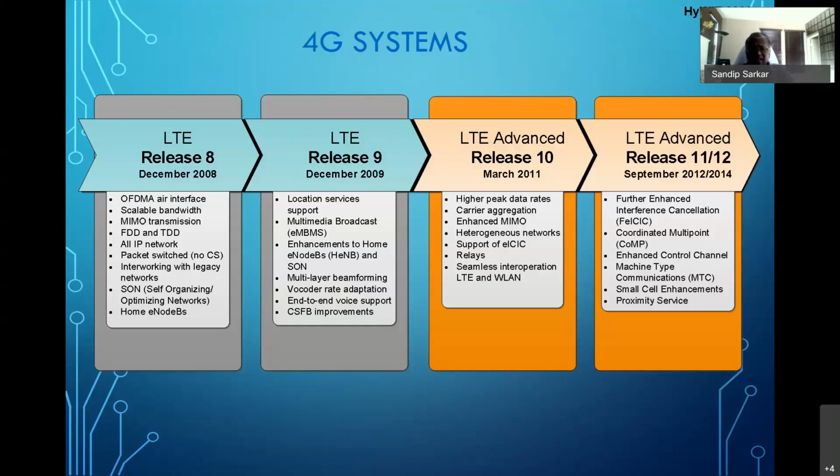Then in release 9, there were some additions, in particular broadcast, although that never saw the light of day. And then in release 10, we went to enhanced MIMO and in particular support for heterogeneous networks. Carrier aggregation, which was the most important thing. So LTE release 8 and 9 allowed up to 20 megahertz bandwidth. LTE release 10 allows you up to 100 megahertz bandwidth, so up to 5 carriers.